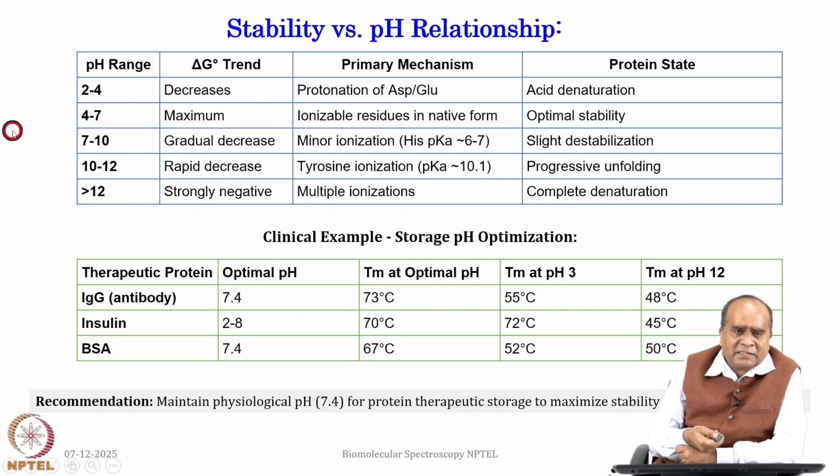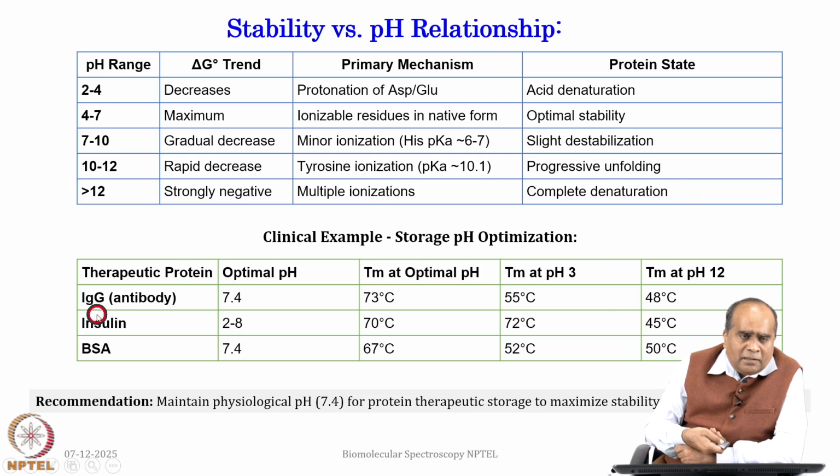The groups that are negatively charged in this range, this is the native state. Here is the most ionized state, tyrosine ionization happens in 10 to 12, and the protein is mostly ionized. So, in this range there is acid denaturation, 4 to 7 is optimal stability, 7 to 10 is slight destabilization, then 10 to 12 progressive unfolding, and beyond 12 it is completely denatured. So, this is the range where your protein is most happy, 4 to 7. You have to keep a low temperature and a pH of 4 to 7 for your protein to be stable. Now, a clinical example, the storage pH where we are going to use this.